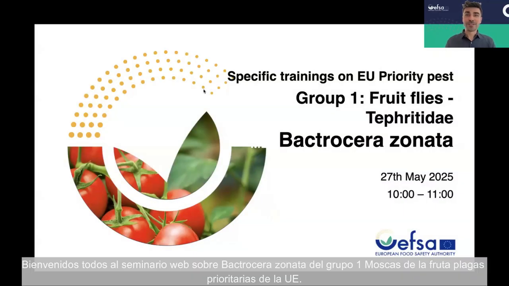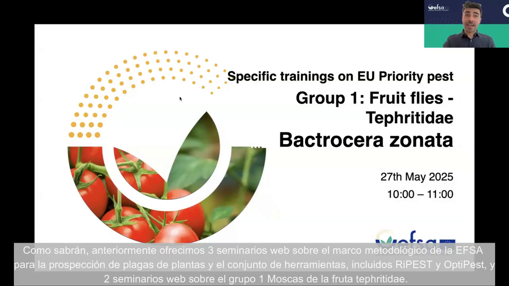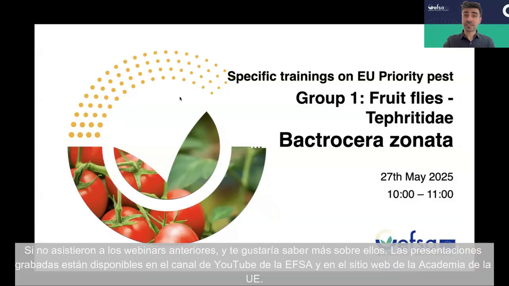So, welcome everyone to the webinar on Bactrocera sonata of the Group 1 fruit flies, an EU priority pest. As you might know, we previously provided 3 webinars on the EFSA plant pest survey methodological framework and the TUCTIC, including the RIPES and the OptiPest, and 2 webinars on the Group 1 fruit fly Strepsirrhinidae. If you did not attend the previous webinars and would like to know more about them, the recorded presentations are available on EFSA's YouTube channel and on the EU Academy website.